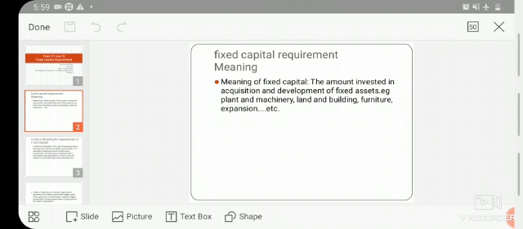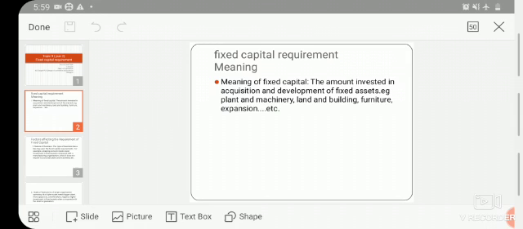The amount invested in acquisition and development of fixed assets is considered as fixed capital. So here we can use this capital on acquisition of fixed assets like land, building, machinery, furniture, and also expansion of business and modernization of business. For all these purposes, the amount is going to be utilized. That means the amount spent on acquisition of these fixed assets is considered as fixed capital.